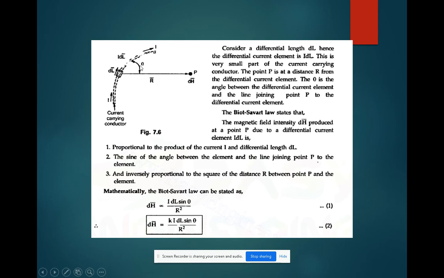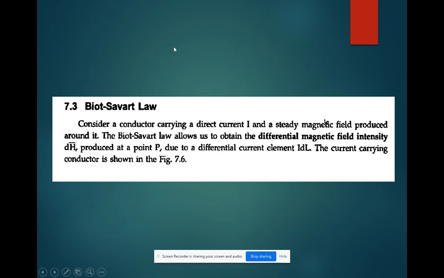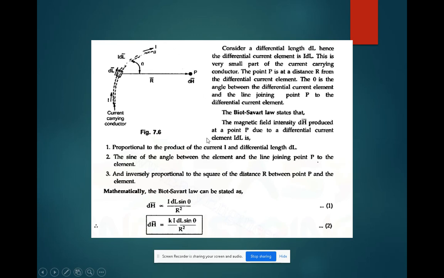Here the angle theta is the angle between the differential current element and the line joining the point P to the element. So the Biot-Savart law is stated based on the current element: the magnetic field intensity dH vector is directly proportional to the product of the current I and differential length dl, and also proportional to the sine of the angle between the element and the line joining point P to the element, and inversely proportional to the square of the distance R between point P and the element.